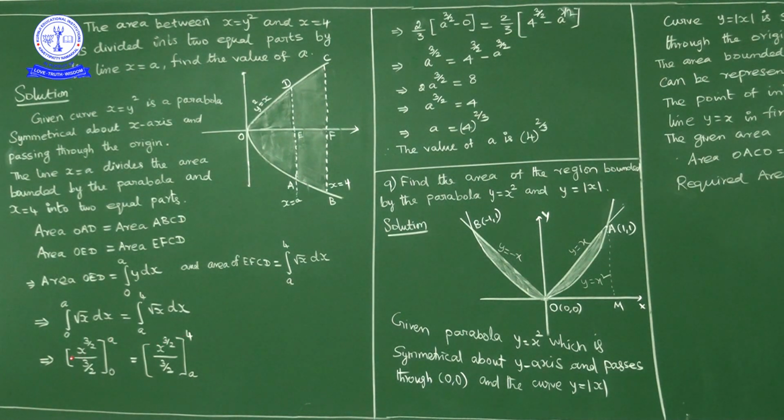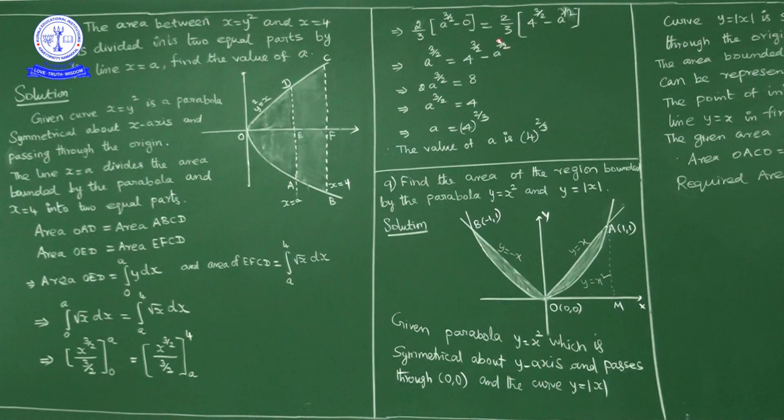a here, so what we get, a power 3 by 2 minus 0 upon 3 by 2, 3 by 2 in denominator comes in numerator as 2 by 3, so 2 by 3 into a power 3 by 2 minus 0 is equal to, right hand side this 3 by 2 in denominator comes in numerator as 2 by 3, 2 by 3 into, in place of x if you substitute 4 power 3 by 2 minus a power 3 by 2. But 2 by 3 get cancelled on both sides, so a power 3 by 2 is equal to 4 power 3 by 2 minus a power 3 by 2.